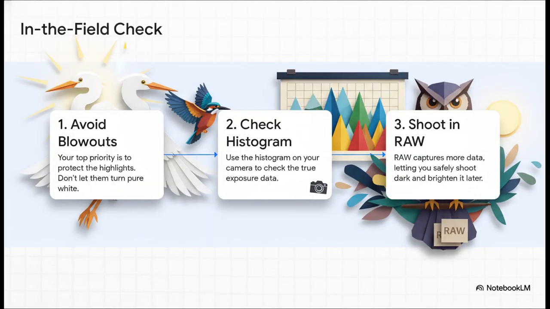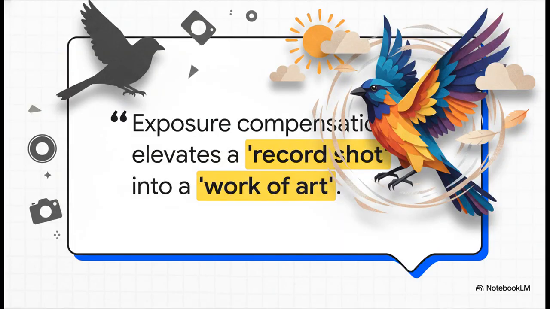So this gives us a really clear checklist for every single shoot. Number 1, always protect those highlights. Number 2, learn to read your camera's histogram. That's the real data, not just the pretty picture on your screen. And number 3, shoot in RAW. This format gives you the absolute maximum flexibility to perfect the image later, usually from a data-rich, slightly darker starting point.